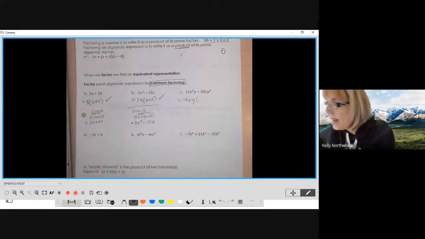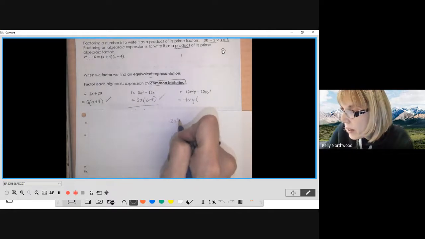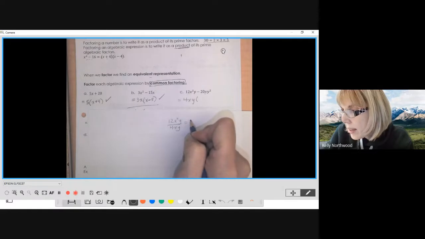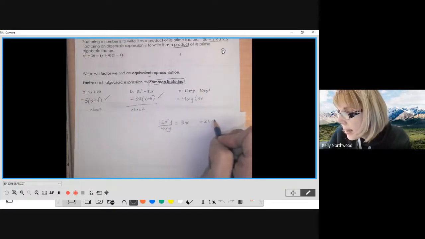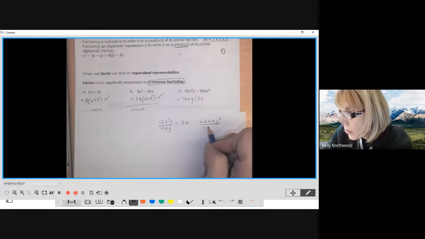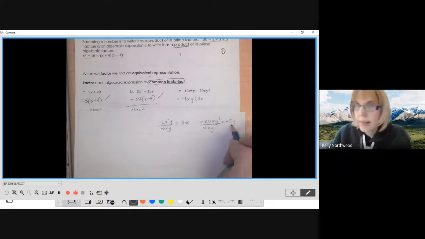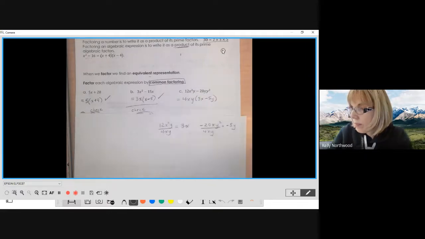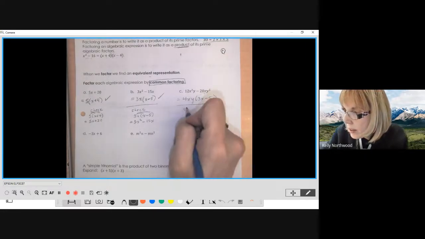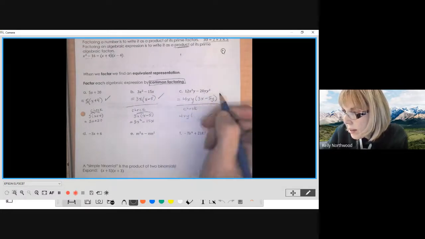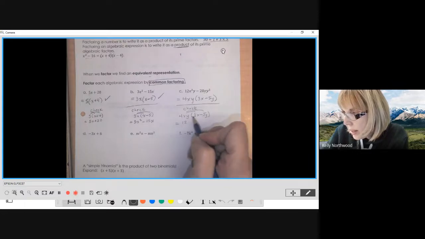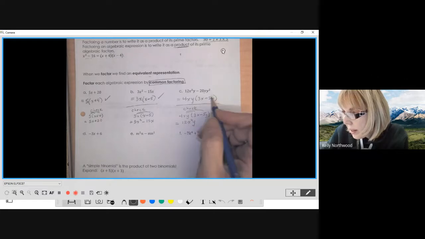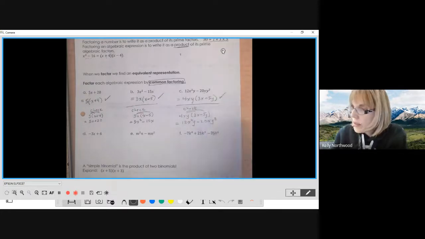And then again, you're mentally dividing. 12x squared y divided by 4xy is 3x. And negative 20xy squared divided by the greatest common factor, 4xy, is negative 5y. Okay, and again, you could check. 4xy times 3x minus 5y. 4 times 3 is 12. x times x is x squared, times y. And then 4 times negative 5 is negative 20. x, y times y is y squared. So that's correct.